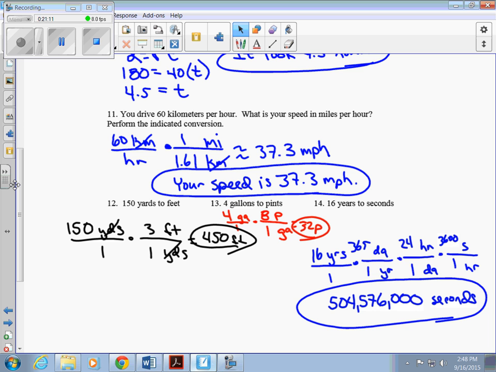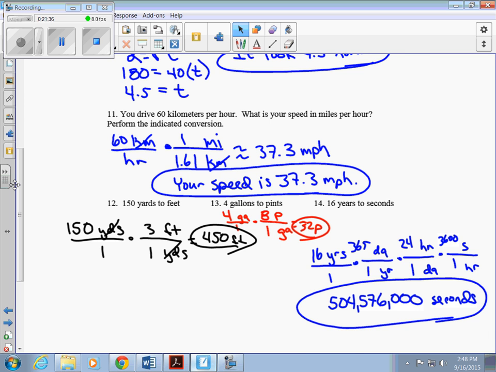And number 14, if you notice, we had to convert years all the way to seconds. So the way that I did it is I knew there's 365 days in a year. Then in a day, I knew there's 24 hours. And then in an hour, I knew there's 3,600 seconds. So we get 504,576,000 seconds in one day.